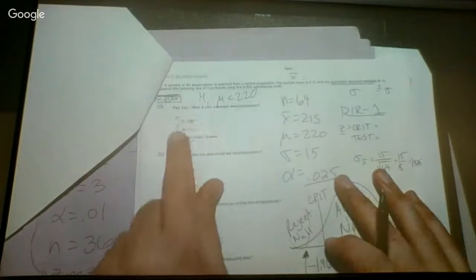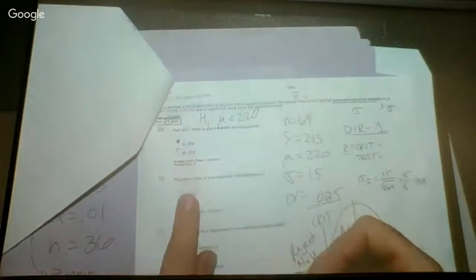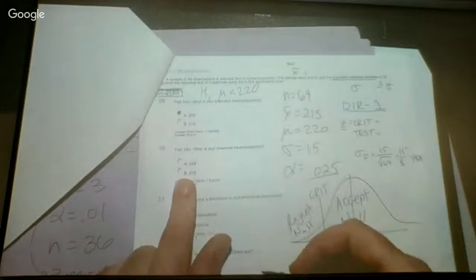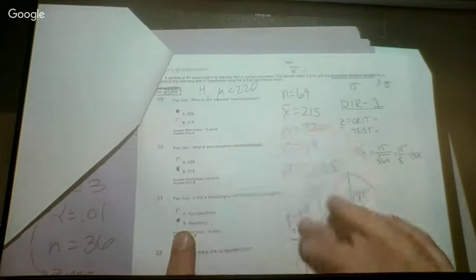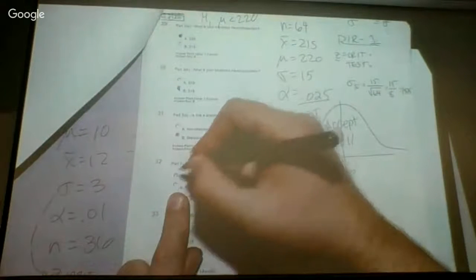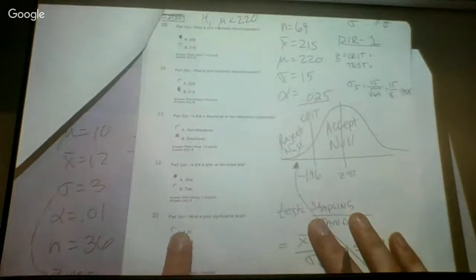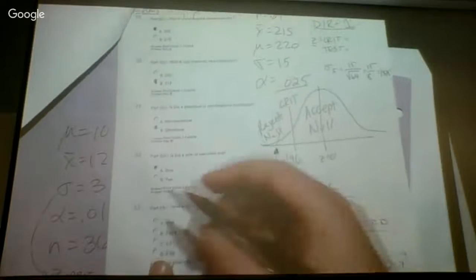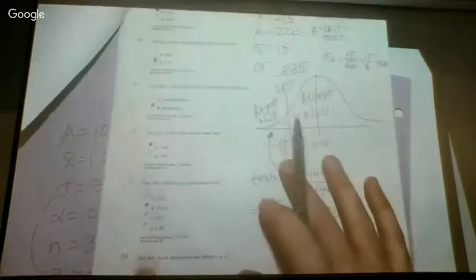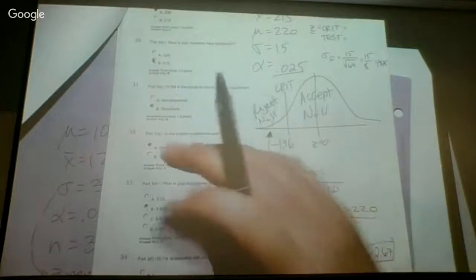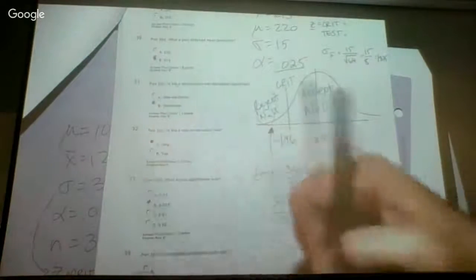All right, time to run the gamut on these questions. What's the expected value? 220 or 215? 220. That's what's written there. What's the observed mean or proportion? 215. Directional or non-directional? Directional hypotheses have how many tails? One tail. What's your significance level? It says it right there. What's the appropriate T or Z? Z, because you got sigma.